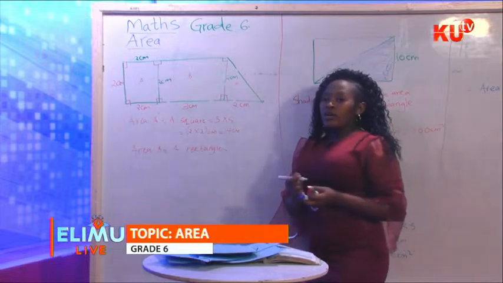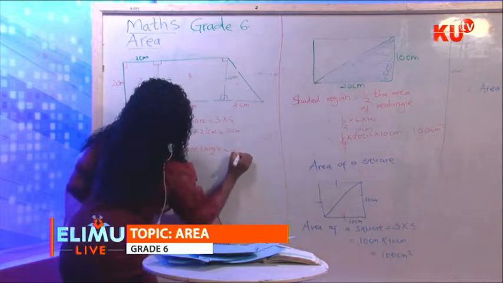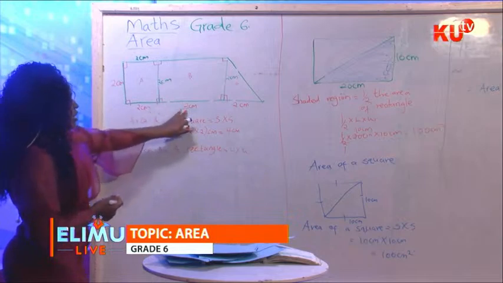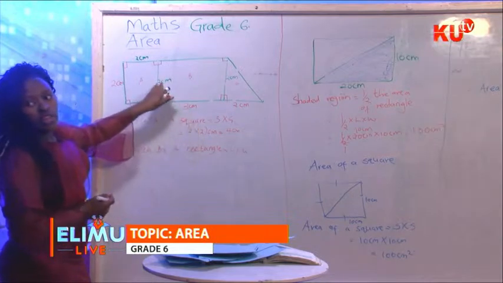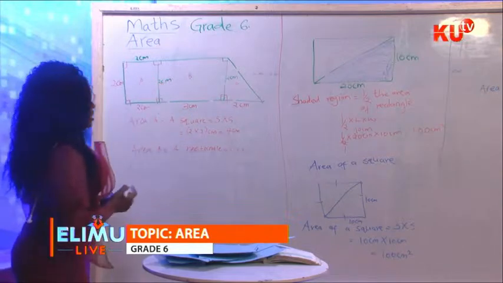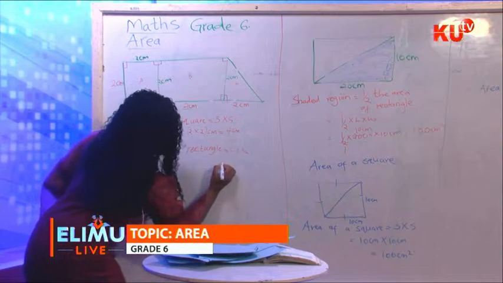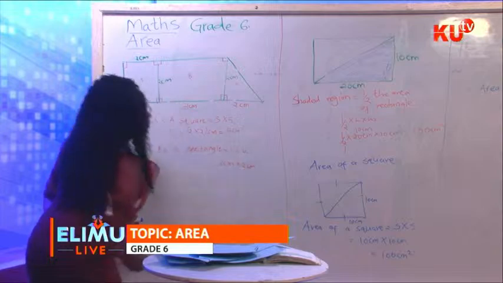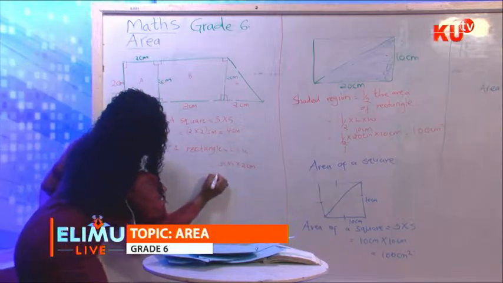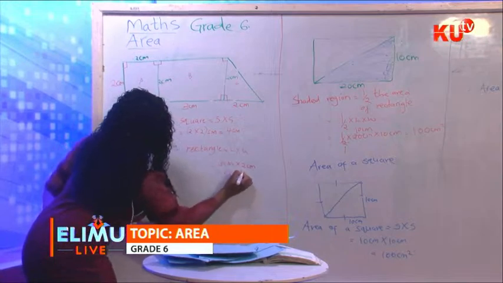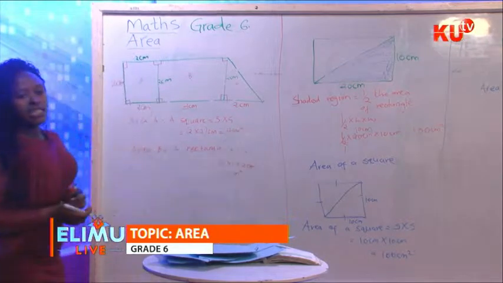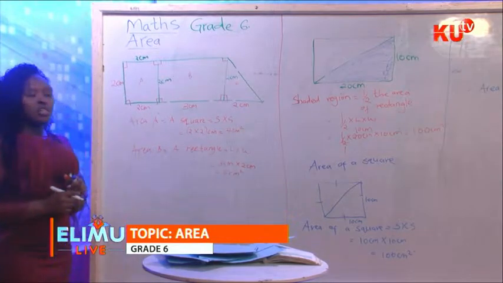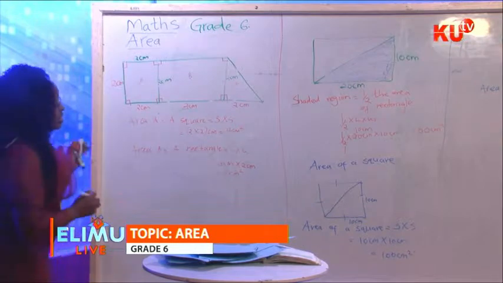And as you know, the area of a rectangle is equal to length multiplied by width. The length of our rectangle is 3 centimeter, and the width is 2 centimeter. So it will be 3 centimeter multiplied by 2 centimeter, which will be 6 centimeter squared. Don't forget to indicate squared when you are finding the area.